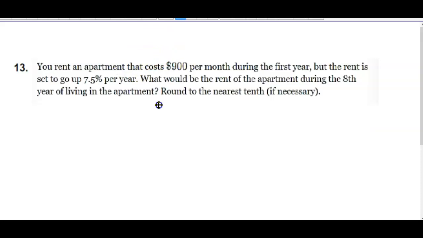It says you rent an apartment that costs $900 per month during the first year, but the rent is going to go up 7.5% per year. Got to move that decimal over twice and add 1. What would the rent be during the 8th year?